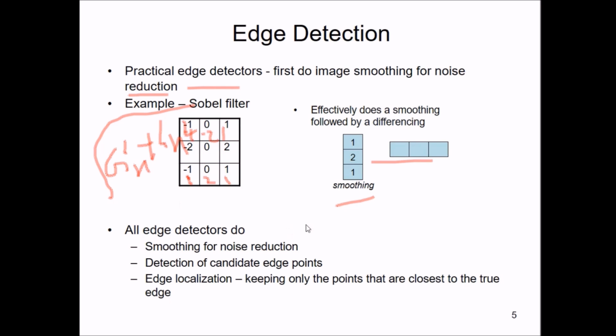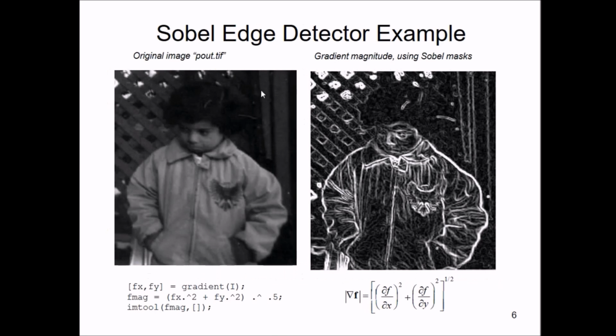So all edge detectors do smoothing for noise reduction, followed by detection of candidate edge points. This is followed by edge localization, that is keeping only the points that are closest to the true edge. This is done by most edge detectors. This is the Sobel; I just told you how it is performed. The Sobel edge detector example is there.